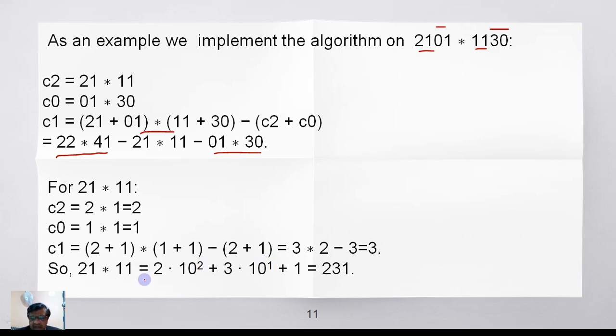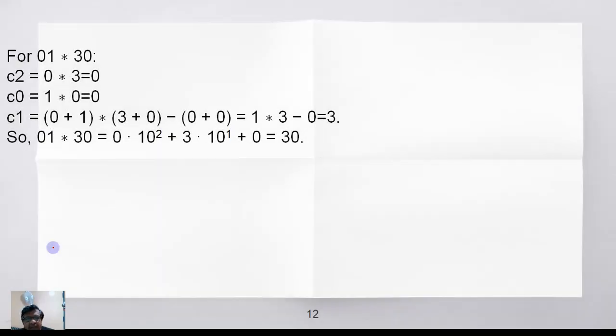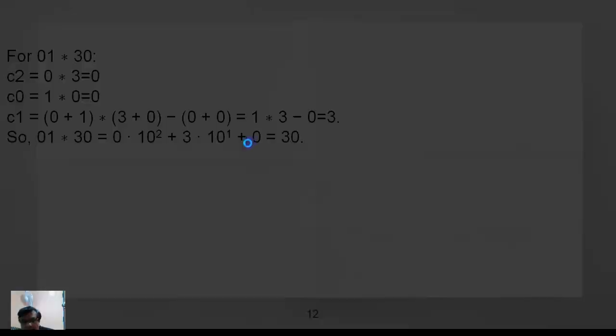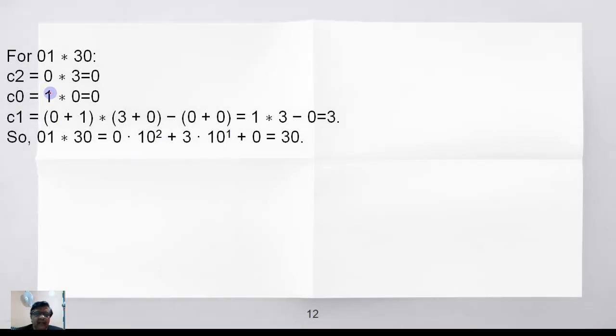And for 21 into 11, therefore we have 2 into 10 square plus 3 into 10 to the power of 1 plus 1, which gives us 231. 21 into 11, by the application of the method suggested, will give us 231. Okay, for 01 into 30, we'll apply the algorithm again.